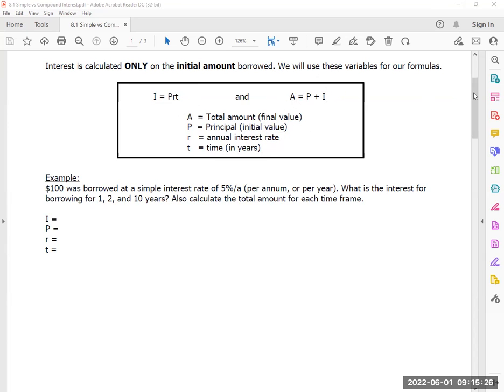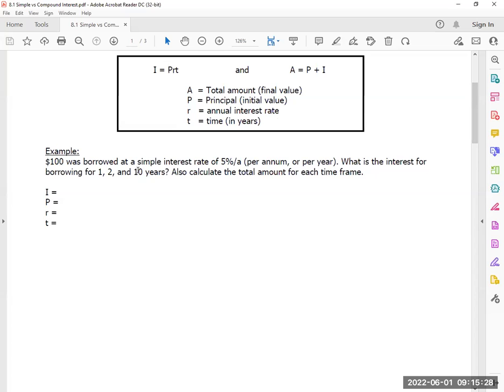Let's try this as an example. So if you did not follow anything that I said up till now, consider this. $100 is borrowed at a simple interest rate of 5% per annum, which means per year. What's the interest that you have to pay back for 1 year, 2 years, and 10 years? I'm going to calculate all three. So let's write it out.